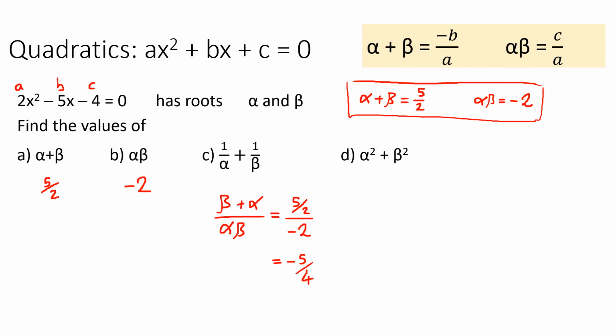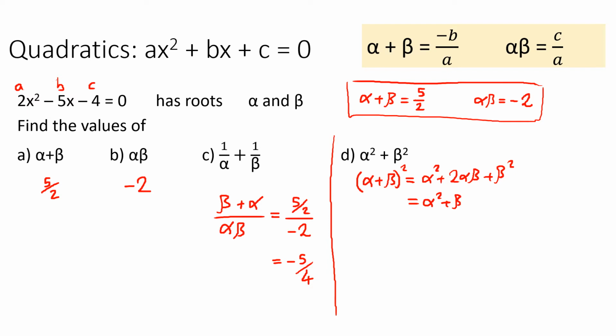And then lastly, you've got this part D where it wants us to find alpha squared plus beta squared. Now you can't obviously just take that expression and square it and get that. But we are going to take that expression and square it and see what we need to do. So alpha plus beta squared is equal to alpha squared plus 2 alpha beta plus beta squared. And if we are to write that a little bit nicer, it's equal to alpha squared plus beta squared plus 2 alpha beta. Now, is this useful to us?